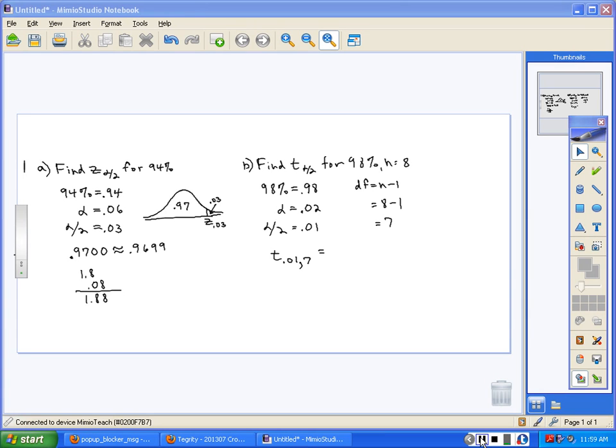Okay, so going to the t table and looking up t sub 0.01 comma 7, and again remember use area in one tail. Never look at the area in two tail. Just use area in one tail. And so it is 2.998.